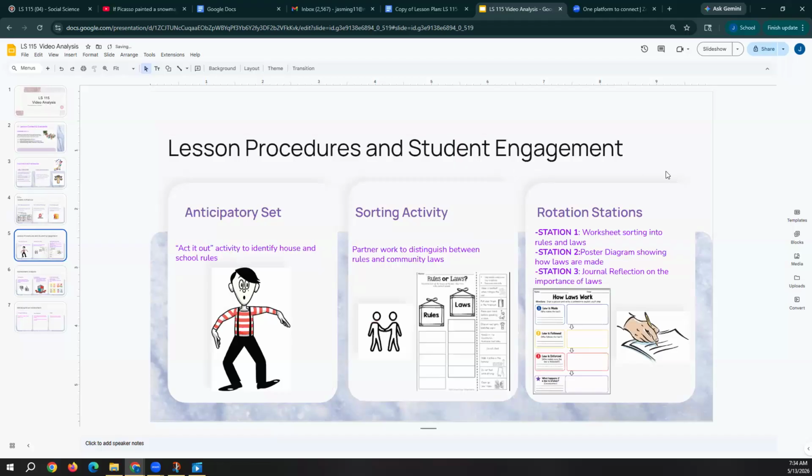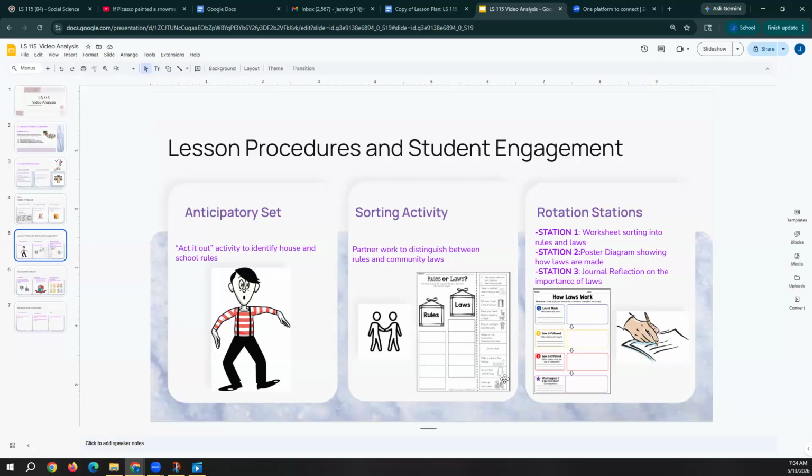And then we have some examples here. Anticipatory set: we acted out an activity to identify house and school roles, just so that they know a little bit more of an example. We also have a sorting activity. In our lesson plan, we provide an activity just like this one here, where they also do partner work to distinguish between laws and community laws.